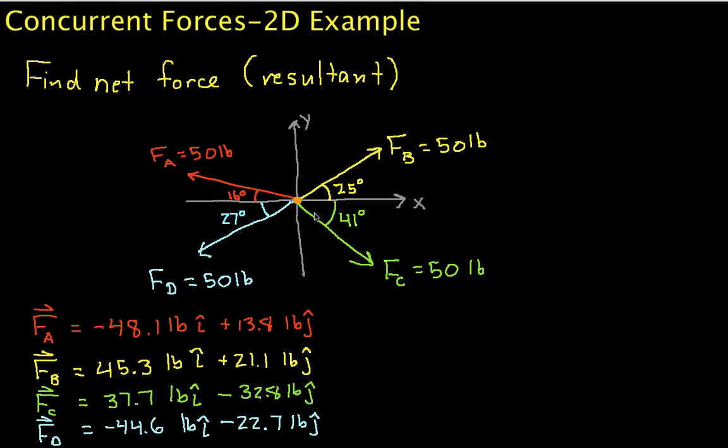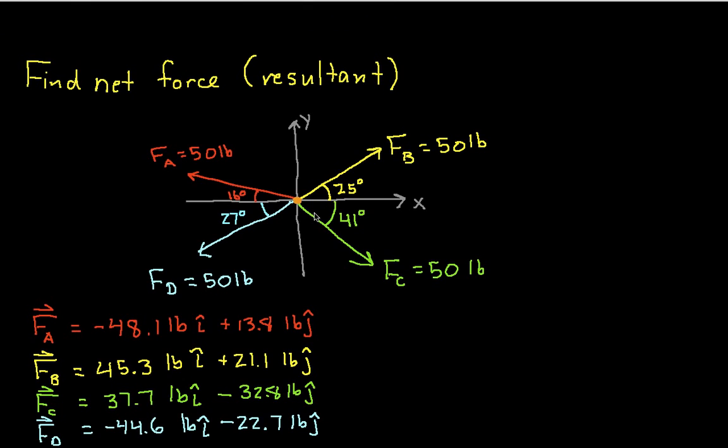Okay, welcome to part 2 of this video, in which we look at concurrent forces in 2 dimensions. In part 1, we computed the x and y components of force FA and FB, and between finishing part 1 and starting part 2, I've computed the x and y components of FC and FD and drawn them on the screen here. What we want to compute, again, is the resultant, which is the sum of these guys.